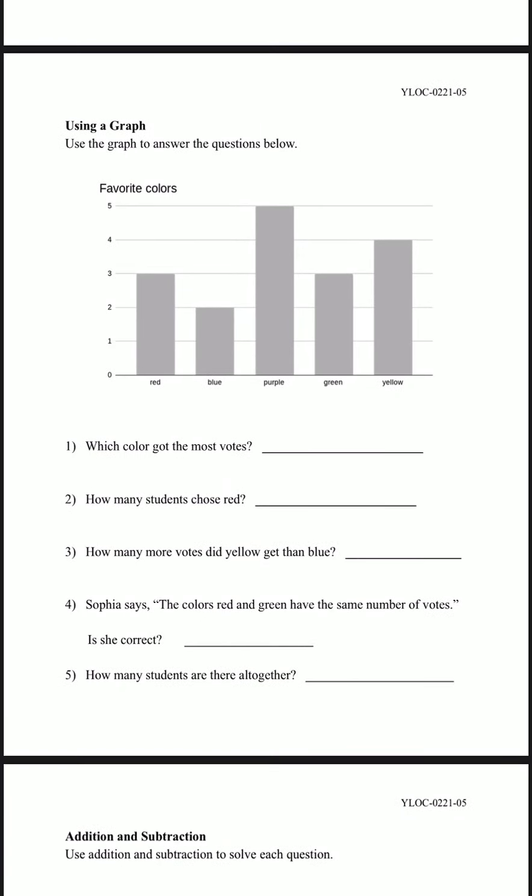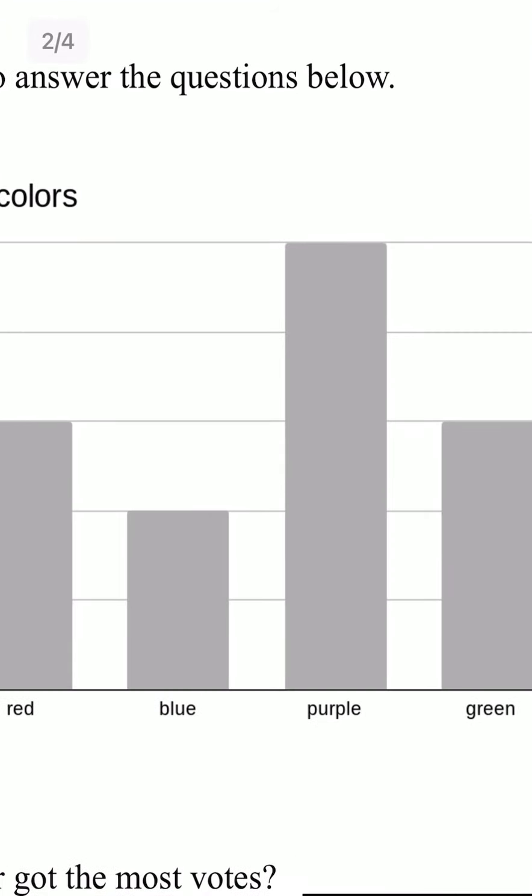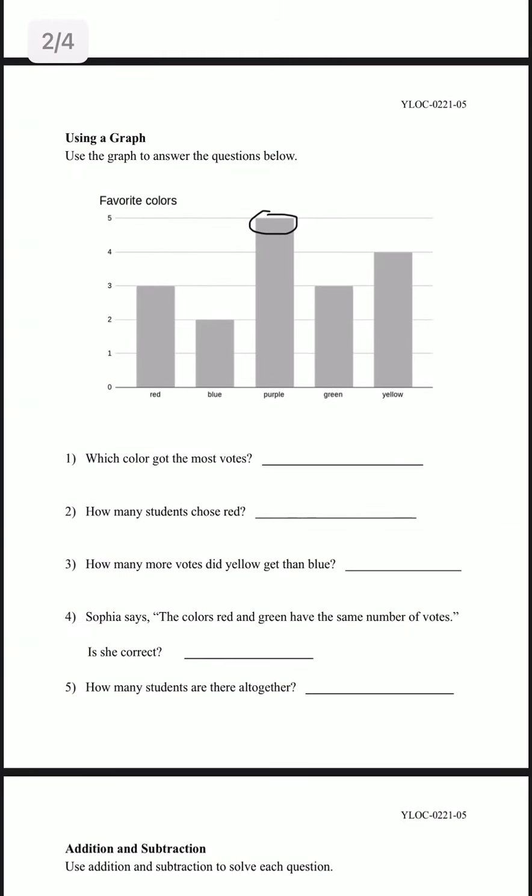For this part, we have to use a graph to answer the questions below. Let's look at number 1. Which color got the most votes? So, since purple has the highest number, we have to write purple.